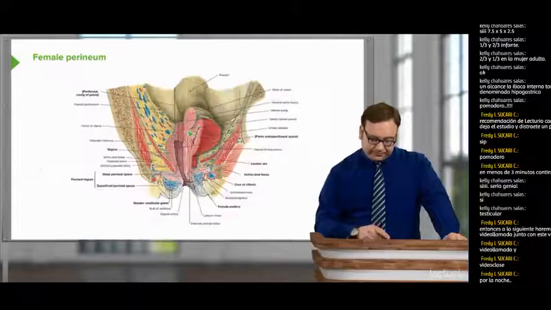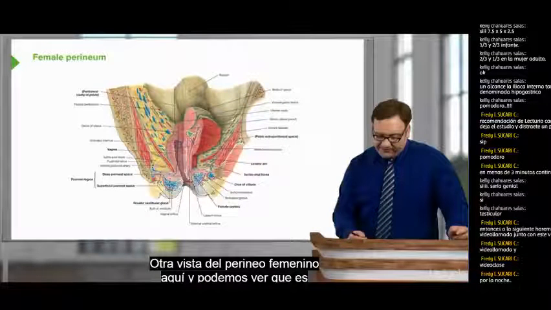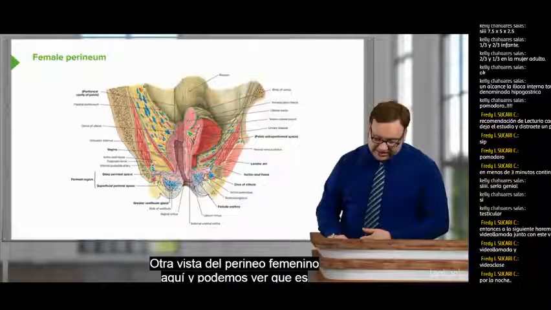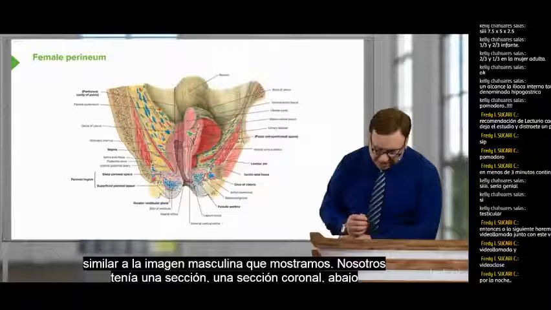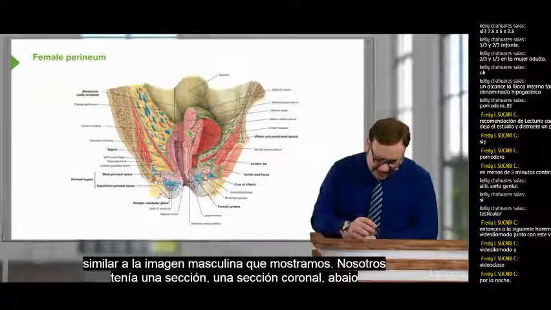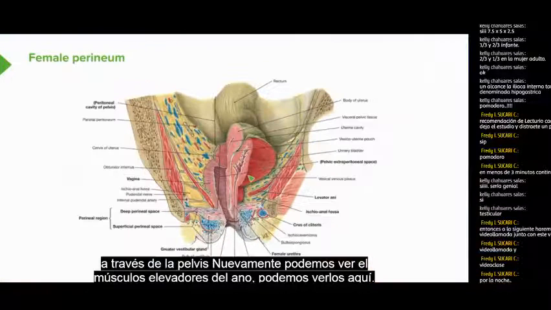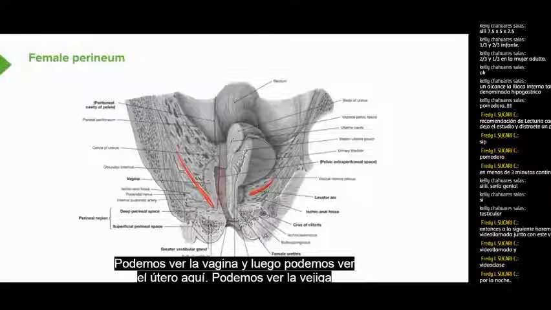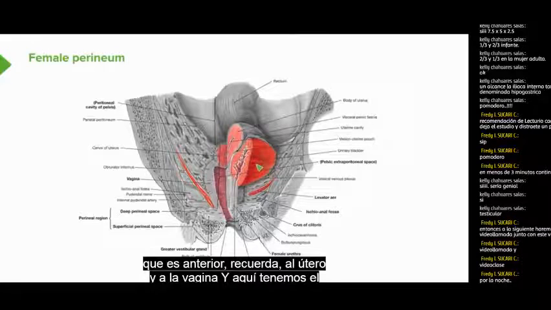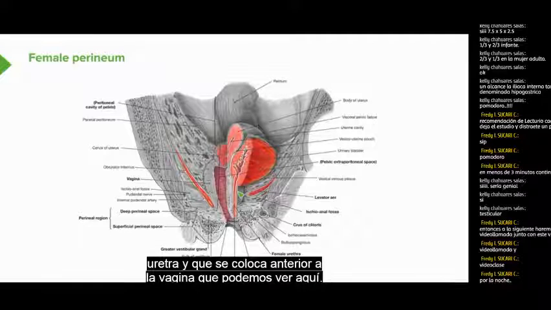Another view of the female perineum here, and we can see that similar to the male picture we showed, we've had a coronal section down through the pelvis. Again, we can see levator ani muscles here. We can see the vagina, and then we can see the uterus here. We can see the bladder, which is anterior, remember, to the uterus and to the vagina. And here we have the urethra, and that is positioned anterior to the vagina, which we can see here.